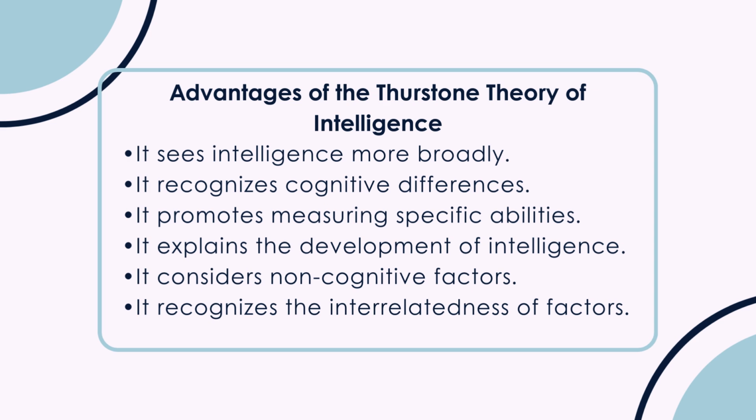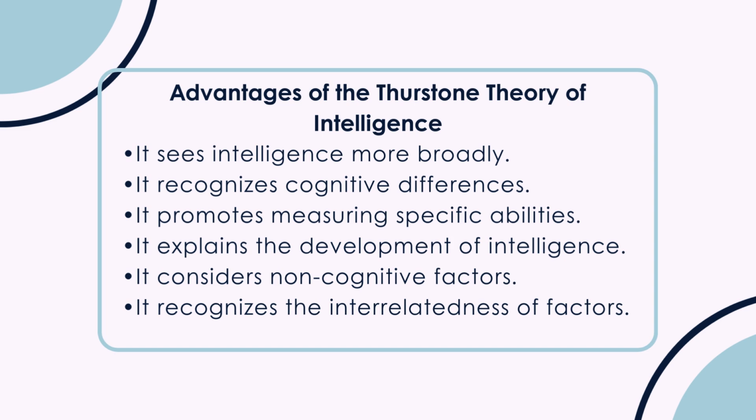Number 2, the theory recognizes cognitive differences. Thurstone's theory sees that people have different brain strengths and weaknesses. Not everyone is equally good at every brain process. Different people do well in different areas based on which abilities they have. This shows how people's brains are different.